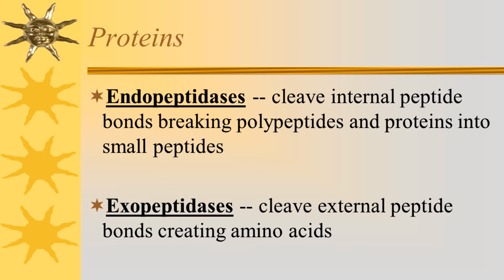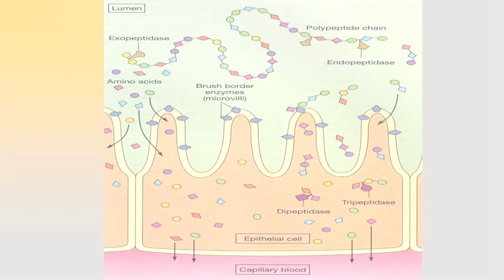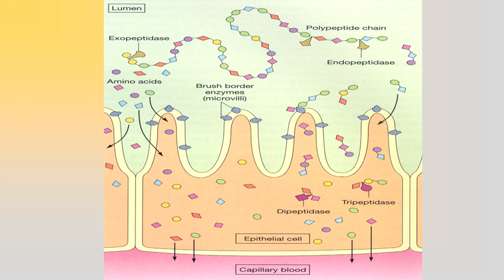Now, let's take a look at another group of enzymes, or family, of dipeptidases and tripeptidases that cleave, of course, dipeptides or tripeptides. These enzymes are actually located inside the epithelial cell.